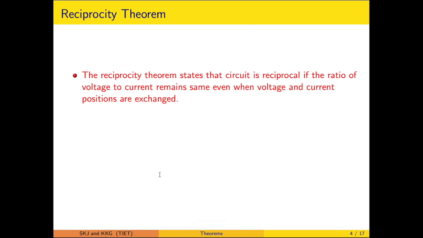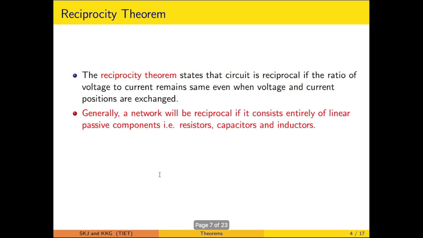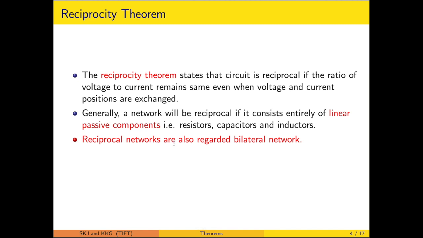This particular theorem states that the circuit is reciprocal if the ratio of voltage to current remains the same even when voltage and current positions are exchanged. This we have seen already. The network will be reciprocal if it consists entirely of linear passive components. This is to be taken note of: entirely of linear passive components. That gives some insight, but let's take another point. The reciprocal networks are also regarded as bilateral.